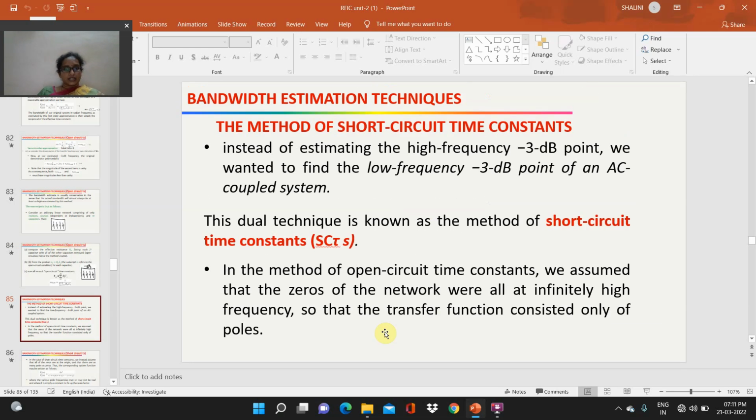Bandwidth estimation techniques. Now we are going to discuss the method of short circuit time constants. Instead of estimating the high frequency minus 3 dB point, we want to find the low frequency minus 3 dB point of an AC coupled system. This dual technique is known as the method of short circuit time constants.